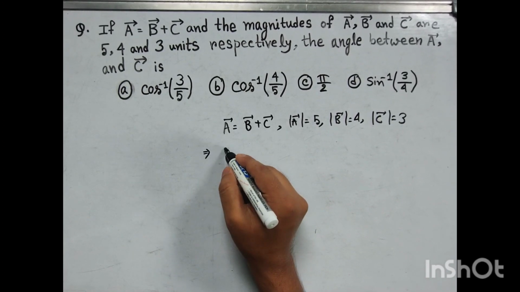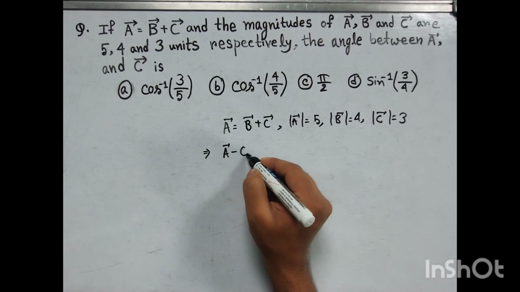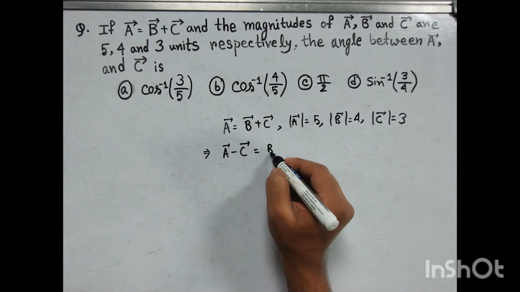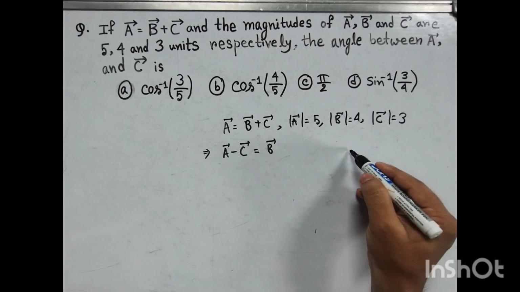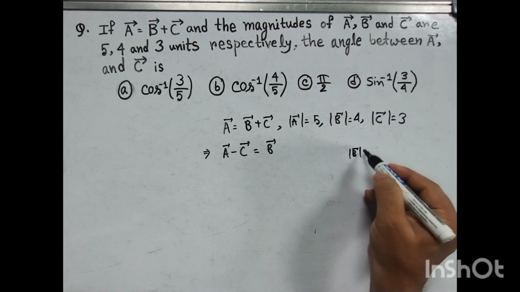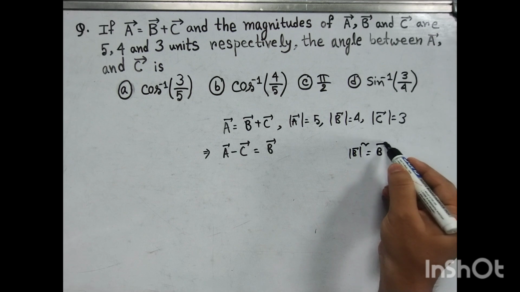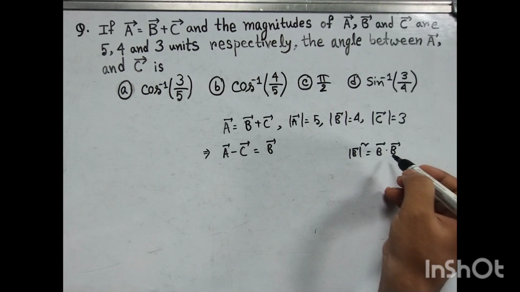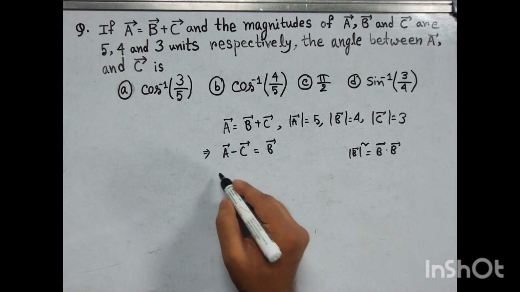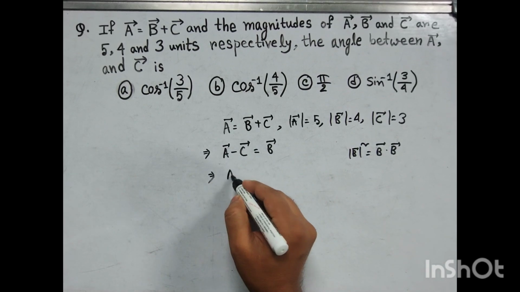So we'll bring these two vectors to one side. A vector minus c vector equal to b vector. Now we know the magnitude. So to find, we know that mod b vector square equal to b vector dot b vector. So we have to find this dot product.